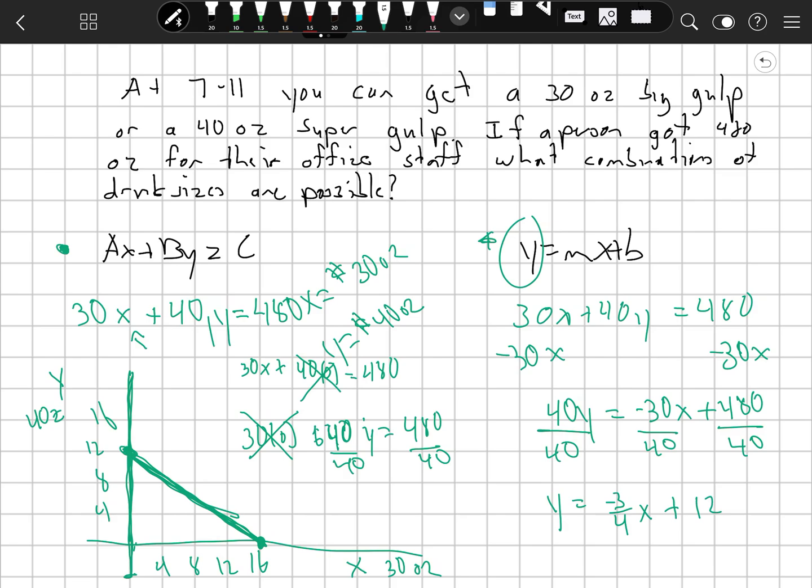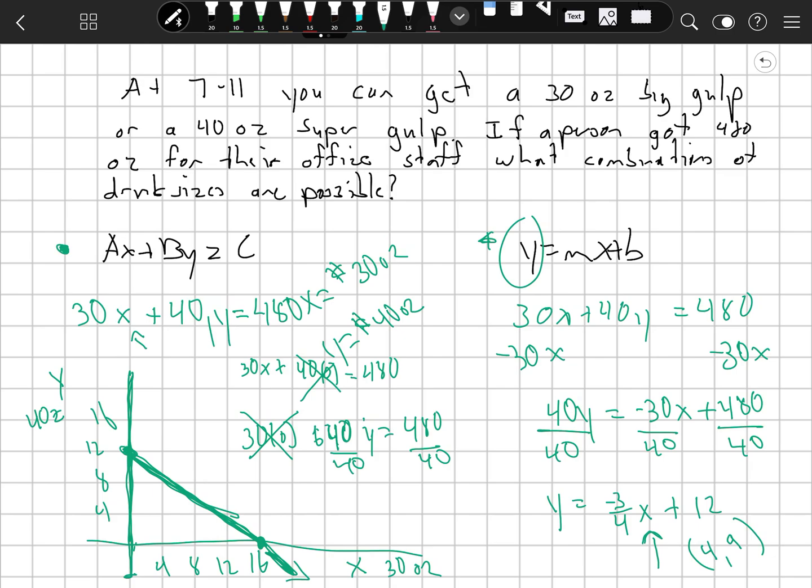Okay. Now there's an advantage to slope-intercept form. It's in function form. We could put a number right in there for x. Let's say x is 4. So negative 3 times 4, that's negative 12. Divided by 4, it's negative 3. Plus 12 is 9. So when you have 4 30-ounce sodas, you can get 9 40-ounce sodas. You could plug in any number you wanted for x, and you would get out a number for y. If you plug in numbers that are too big for x, your y's are going to be negative, and you'll figure out that that doesn't work.